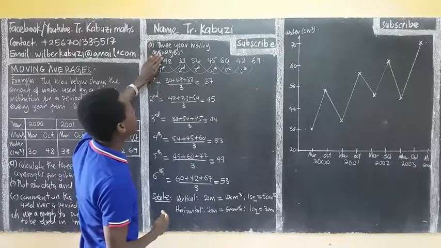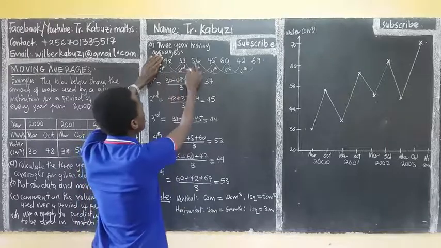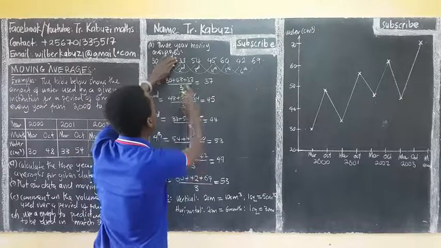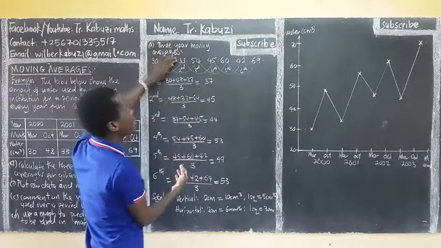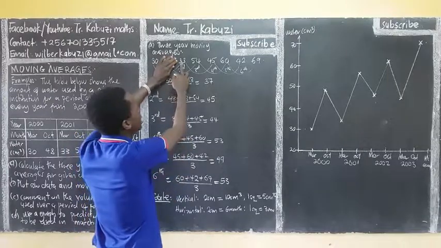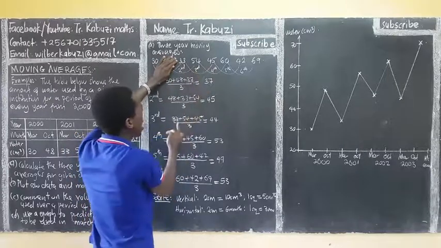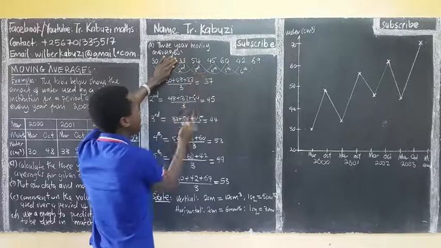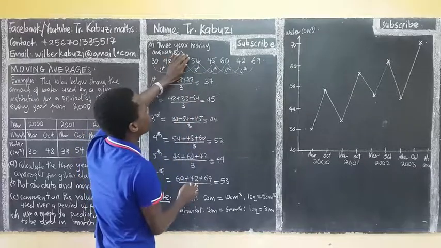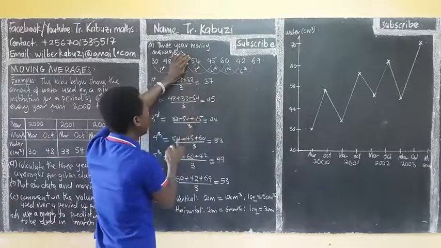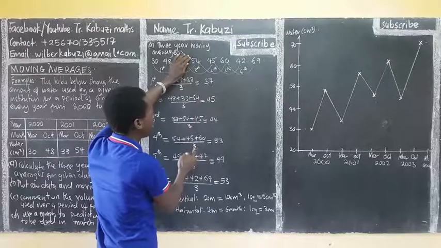Then you drop this and you count the next 3. 1, 2, 3 is going to be the second. You drop this, so you drop as you add. So the third is going to be this and this. You add this plus this, then divide by 3. Then you drop this. Now you add 54 plus 45 plus 60 divided by 3.